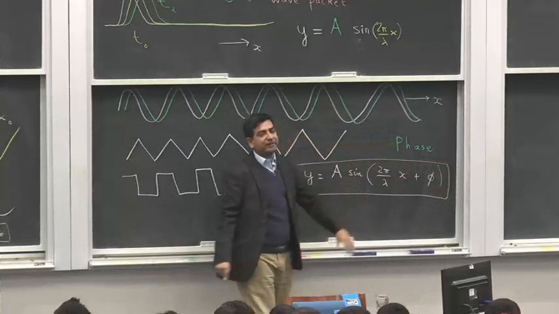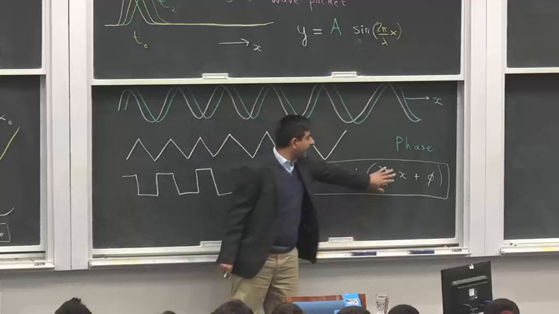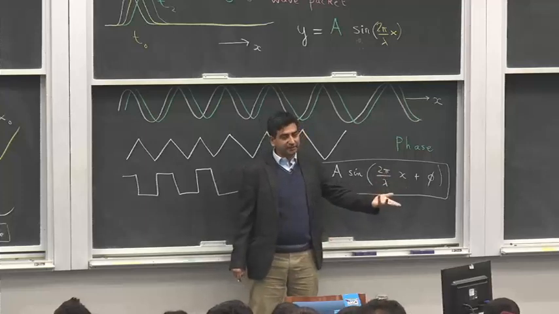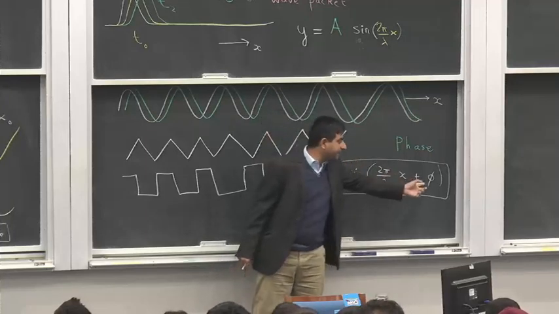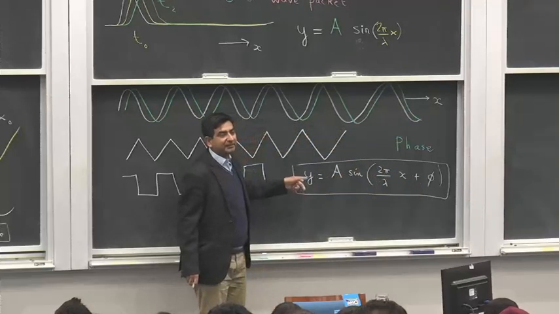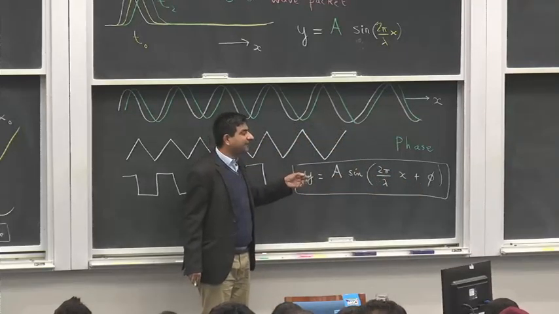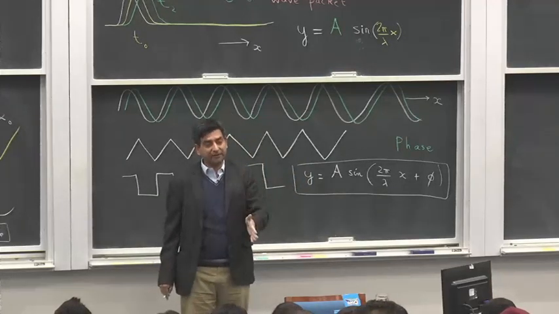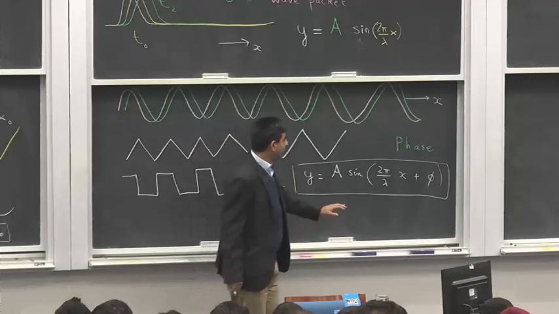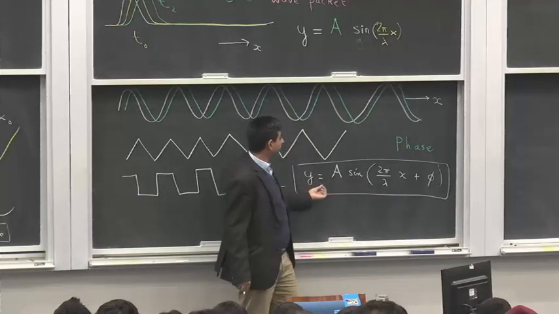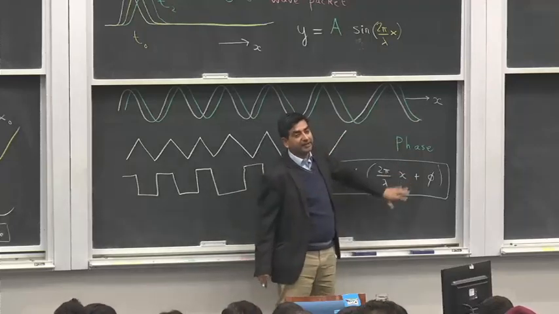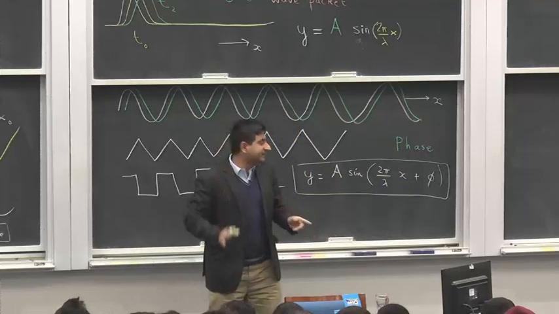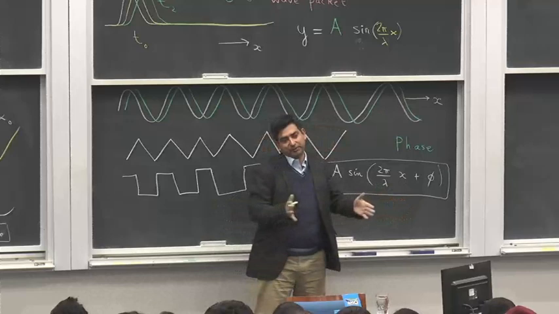Now, where does this 2 pi over lambda come from? If I put x equals 0, this term goes to 0, and I get a sine of phi. So the phi represents the value of y at x equals 0. So I'm choosing a reference point. I'm choosing an origin for the wave. At the origin, I put x equals 0, and the amplitude of my wave becomes A sine of phi. So the phase determines what's the amplitude at the origin. So this phase just shapes the origin, in other words.